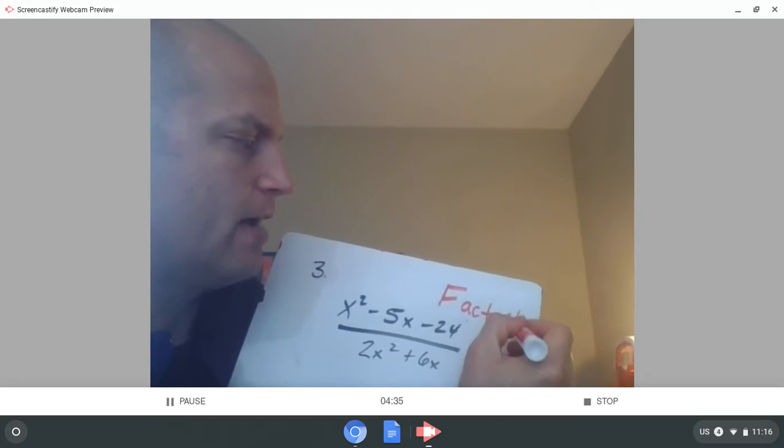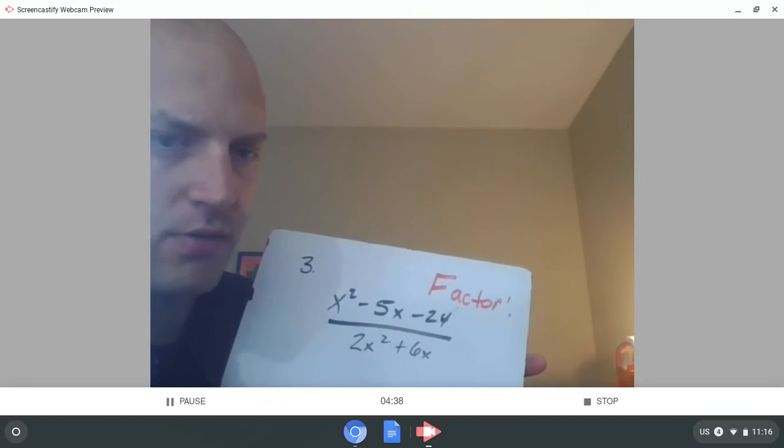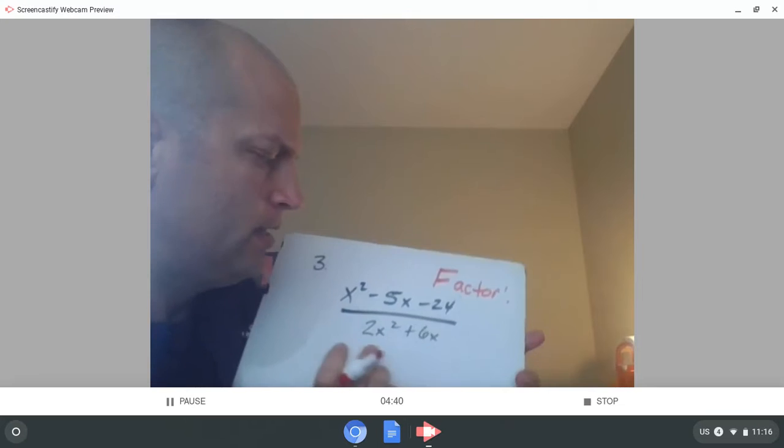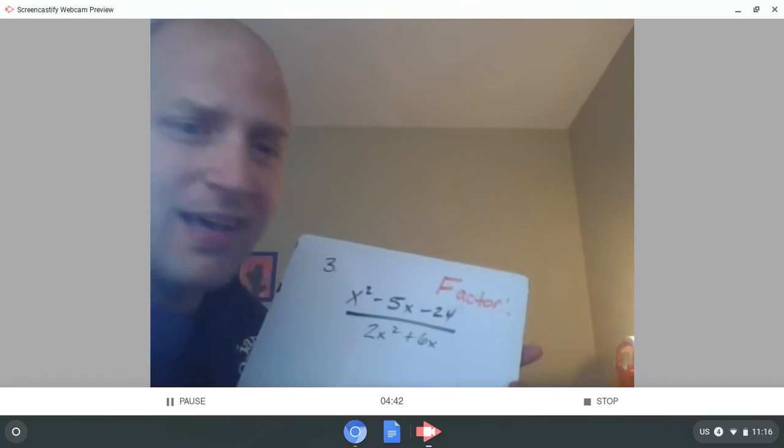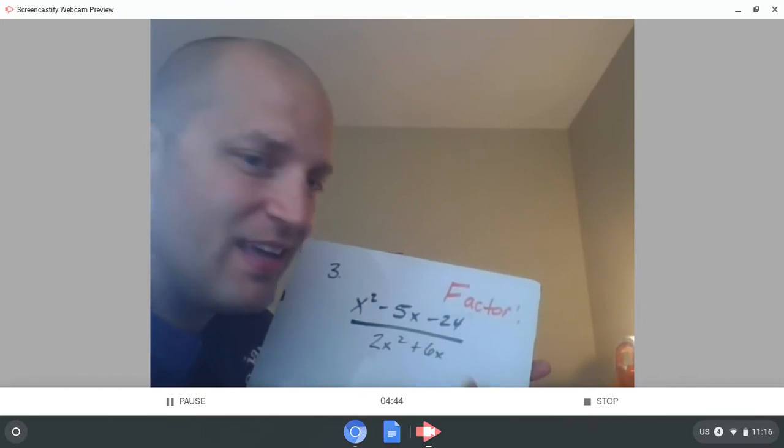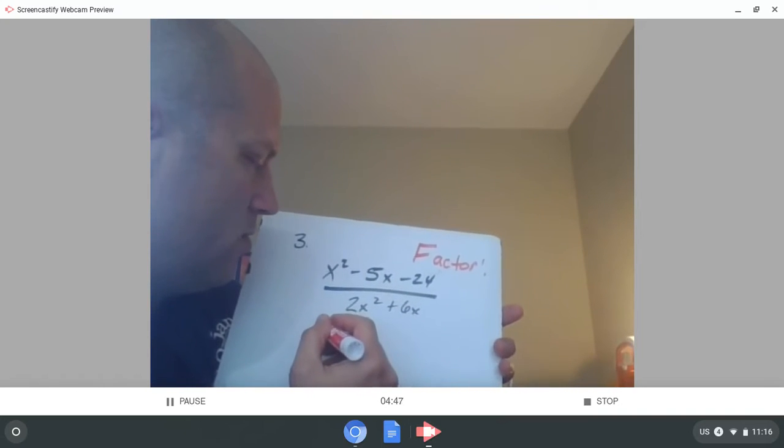is factor. If you don't factor, you're going to get these all wrong. So we look to factor. Teach me how to factor. Teach me how to factor. Everybody factor. Show your work when you factor.